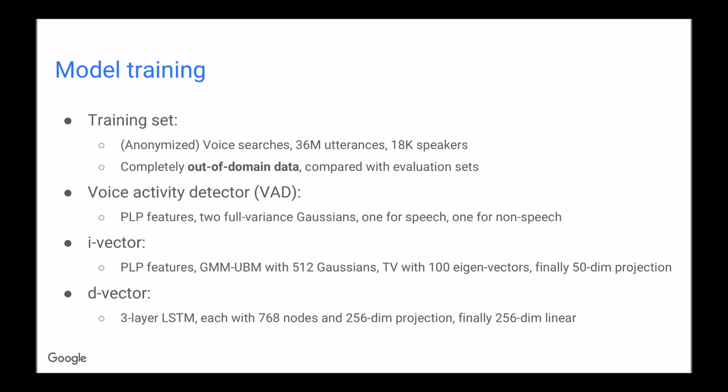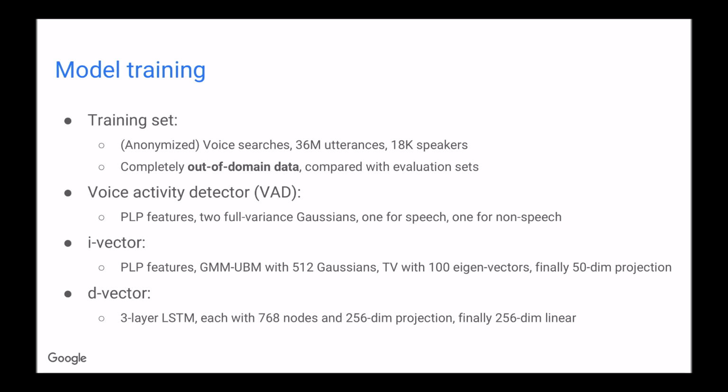Our voice activity detector is a super simple model. It has just 2 full variance Gaussians, one for speech and one for non-speech. Our I-vector model is trained with PLP features. The GMM background model has 512 Gaussians. The total variability matrix has 100 eigenvectors. The final I-vector is 50-dimensional.